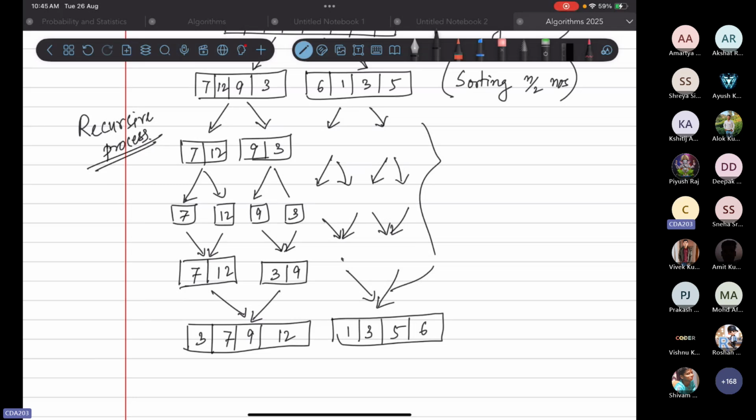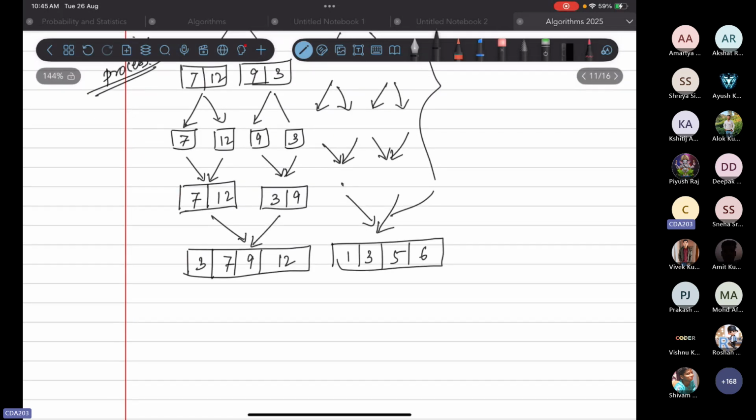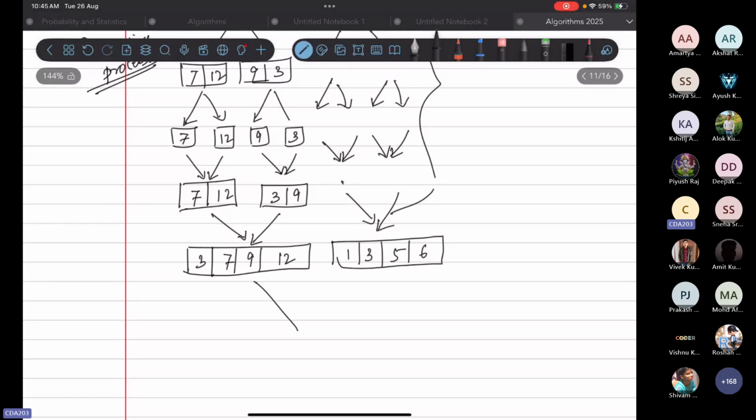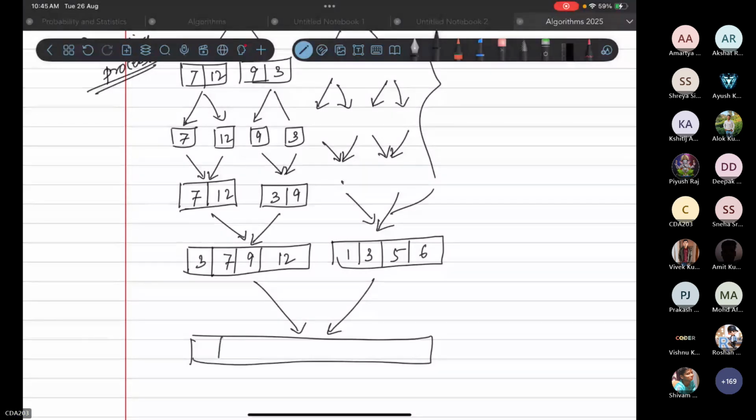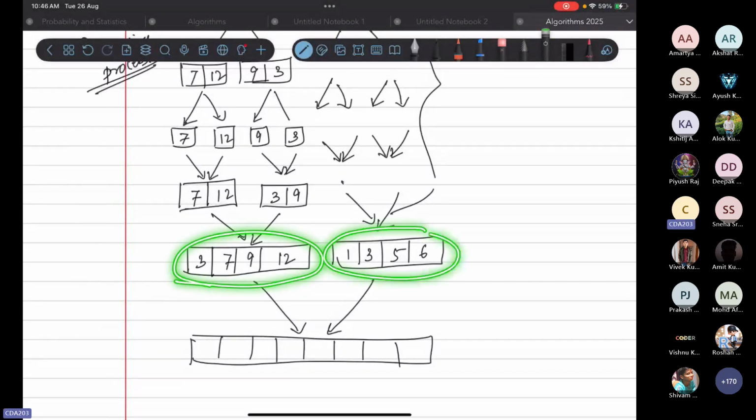Okay. And then what would be the next step? The next step would be to get a solution of the outermost array. So at this point, I have to combine this sorted array and this sorted array to get a bigger sorted array.